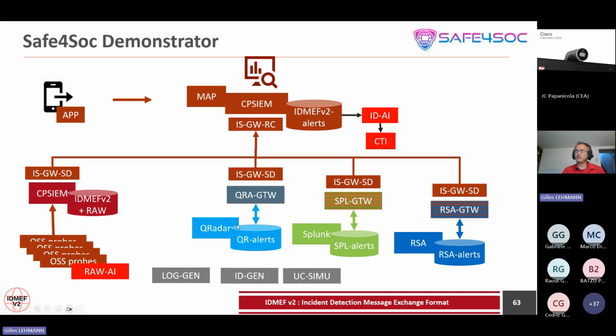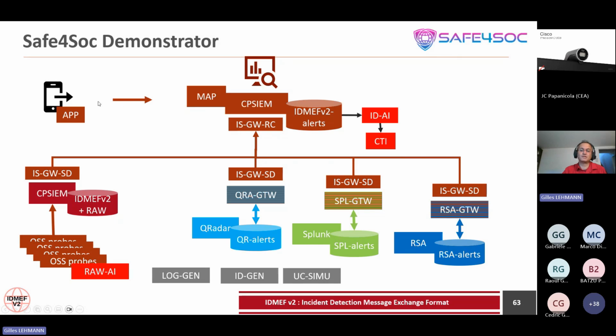So, a quick schema. How does it work here? We have QRadar. With the QRadar alerts, we have a first gateway transforming QRadar into IDMEFv2, and then the information sharing gateway filtering what information is shared with a central hypervisor. We do that with Splunk, with RSA. We also have CPSIM directly. It's Concerto Cyber and Physical SIEM, sending the information. And during the project, we created a little app also sending information in IDMEFv2.